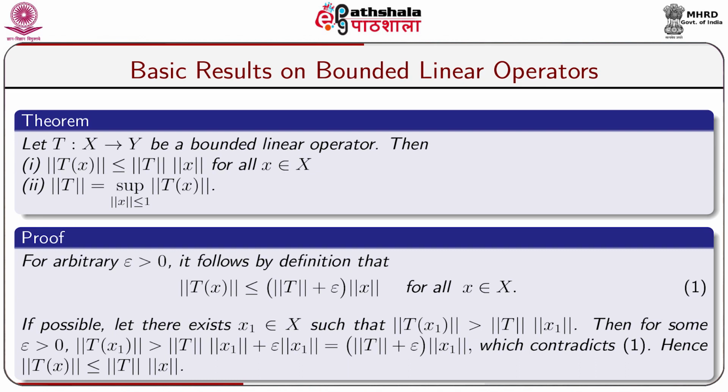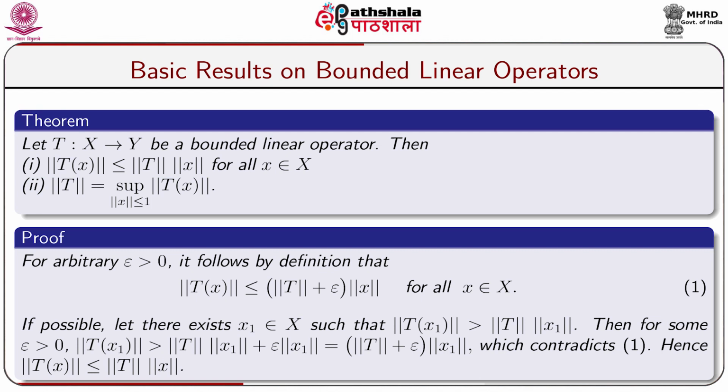Now, let us take a theorem. Let T, a mapping from capital X to capital Y, be a bounded linear operator. Then number 1, norm of Tx less or equals to norm of T into norm of x for all x belongs to capital X, and number 2, norm of T equal to supremum of norm of Tx where supremum is taken over norm of x less or equals to 1. So, we shall take the proofs one by one.